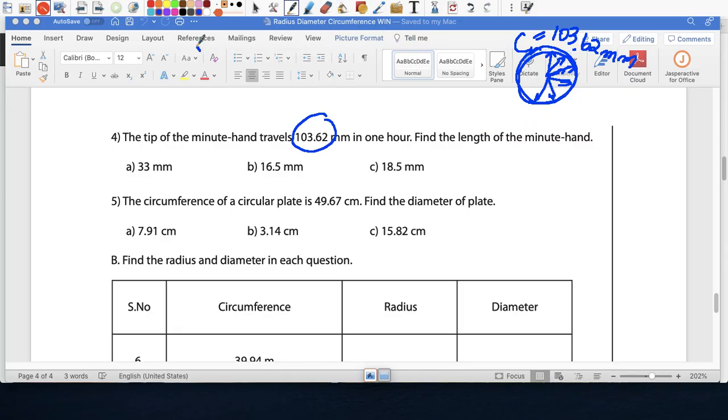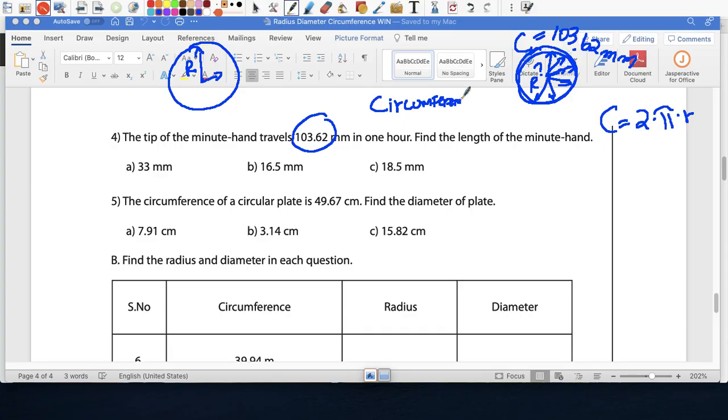If you look at a clock again, let me draw a clock. This is the hour hand, and this is the minute hand. So this is the radius, and what I don't know, I'll put a radius and a question mark. Well, C equals 2 times pi times r. What's given to me? The circumference is given to me. It says the circumference is 103.62. So I'm going to change the C for 103.62.